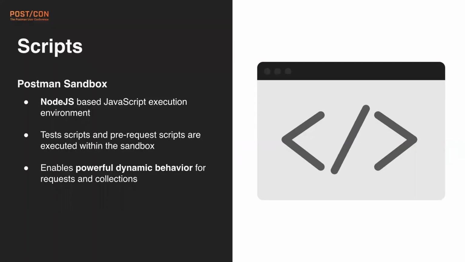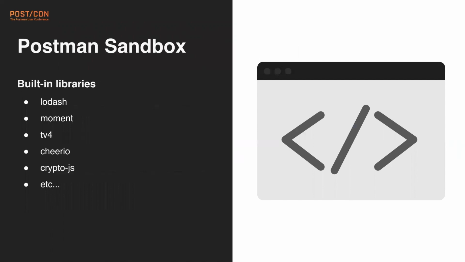So going back to the Postman sandbox, the entire sandbox is based on a Node.js JavaScript execution environment. Both of them are executed within the sandbox for tests and pre-requests. And this really enables us to do powerful dynamic things like we saw with the validation. So we had a question earlier about the different libraries that we are able to use within Postman Sandbox, and this is just an example of some of them.